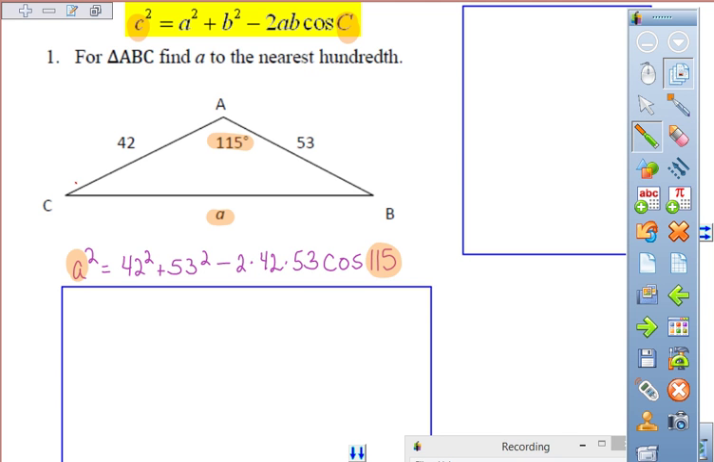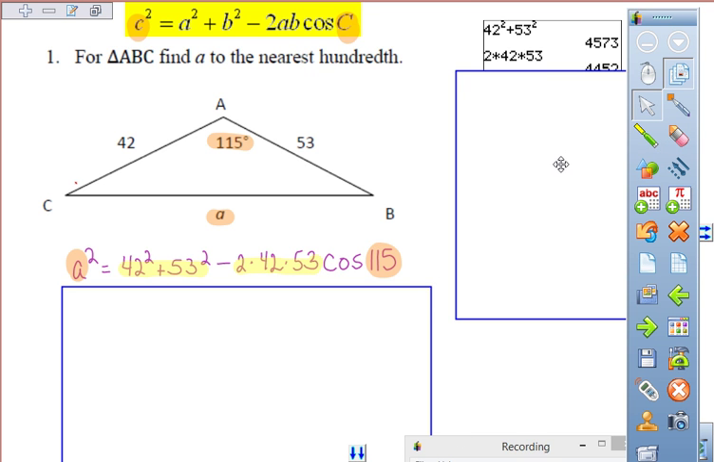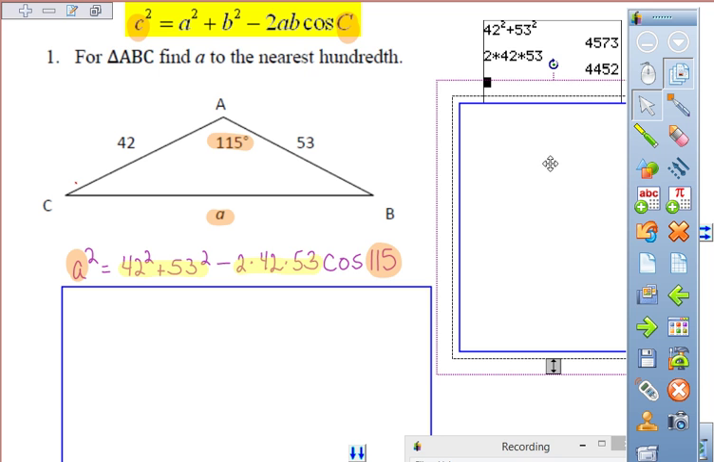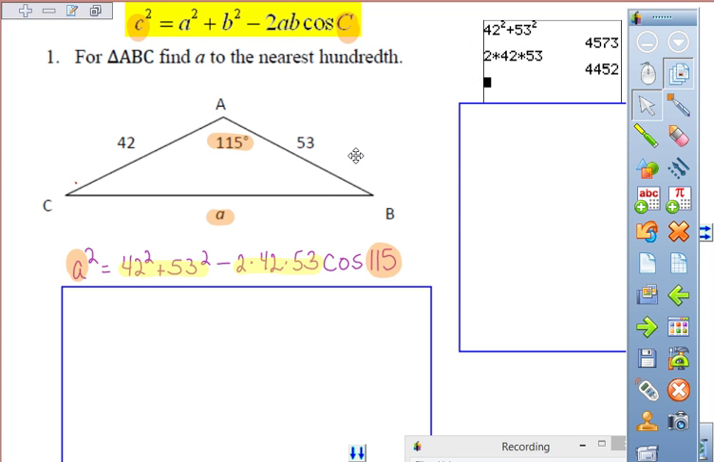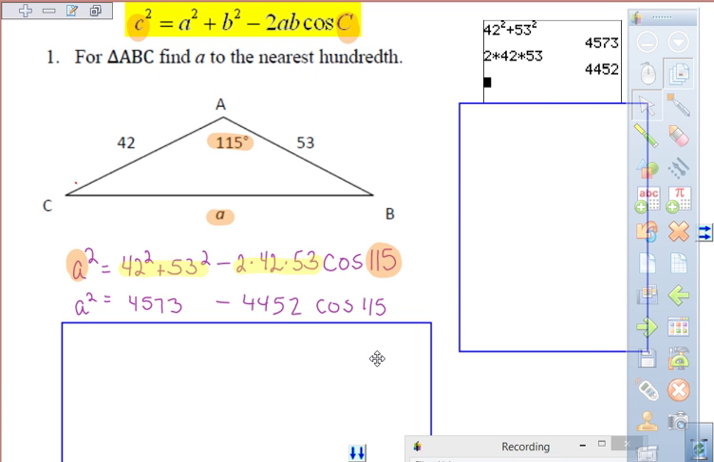Now if I have to decide how I'm going to go through this, I could just throw everything on my calculator, but I like to do it piece by piece. So I'm going to do that piece and this piece separately. Here's some of my work on my calculator. 42 squared plus 53 squared is 4573. 2 times 42 times 53 is 4452. So then I put those numbers in.